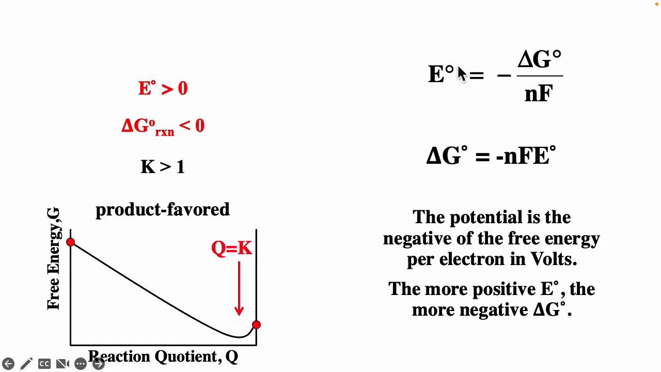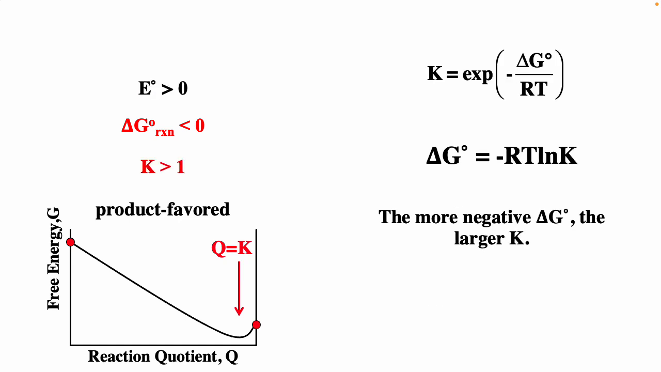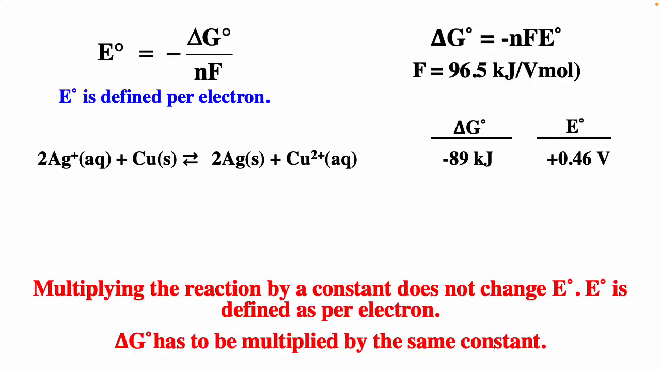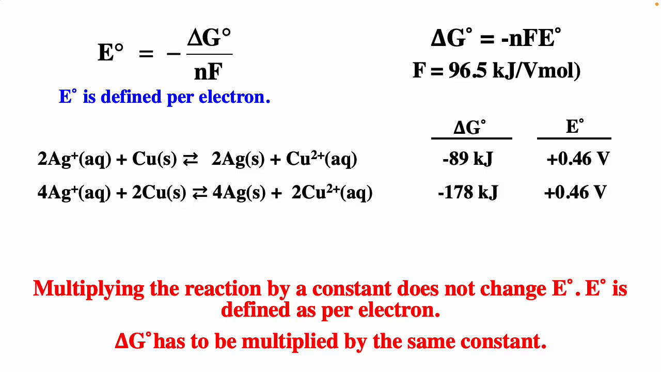So we can go from E to delta G naught and from delta G naught to E. We can also calculate the equilibrium constant from delta G naught or from E. So we saw that E naught is equal to minus delta G naught over nF. And again, this means that E naught is per electron. And so if we multiply a reaction times a number, the E naught doesn't change, but our delta G naught does. So we multiply this reaction times 2. And so we have to multiply delta G naught by 2, but E naught does not change because, again, it is per electron.